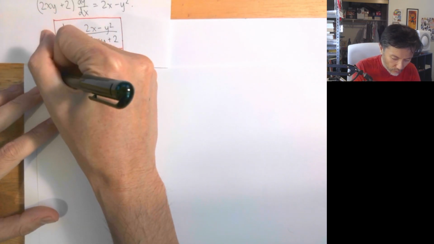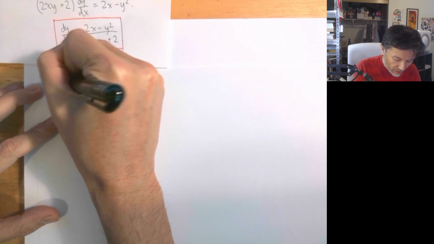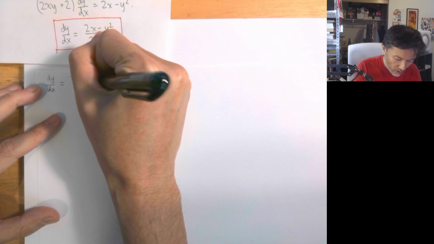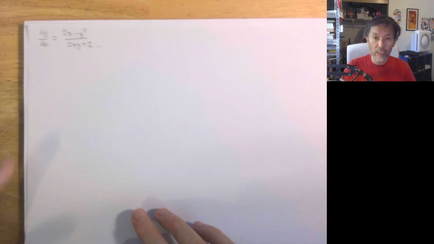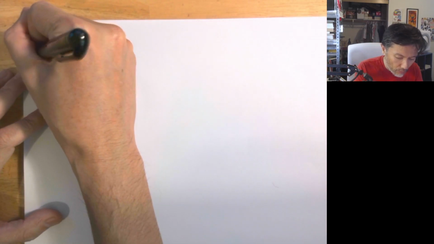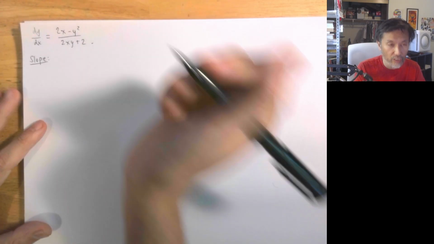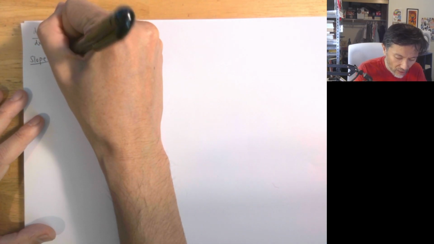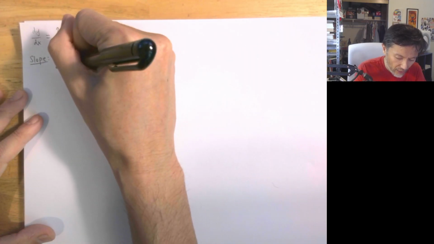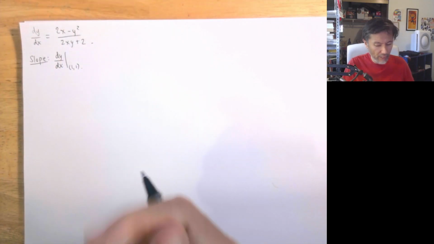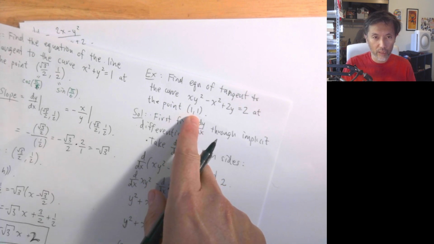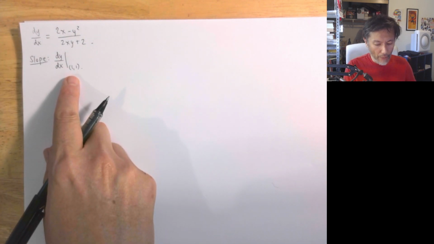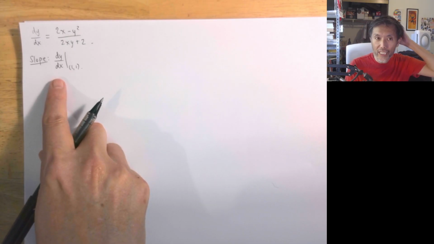So dy dx we found was 2x minus y squared divided by 2xy plus 2. Okay, great. And now what that allows us to do is figure out the slope of the tangent line in question. The slope of the tangent line in question is dy dx evaluated at the point (1, 1). Now, (1, 1) is just given to us, okay? So just chill out, all right? That's given to us. So we're going to plug (1, 1) into dy dx.